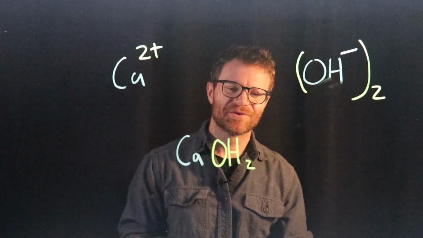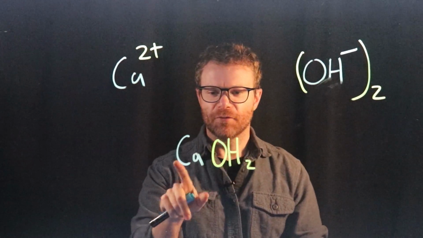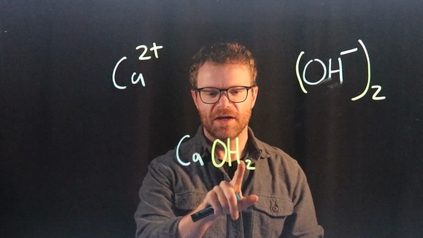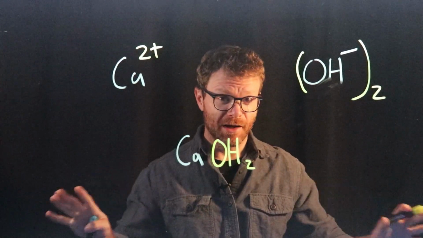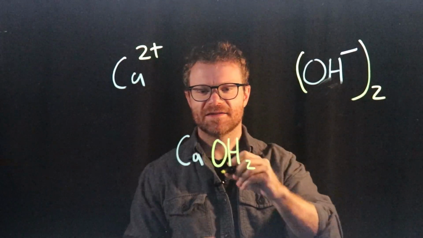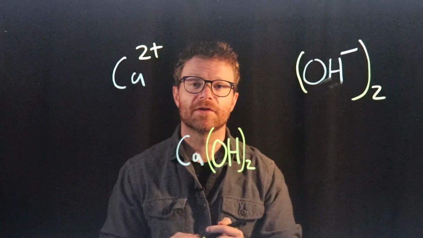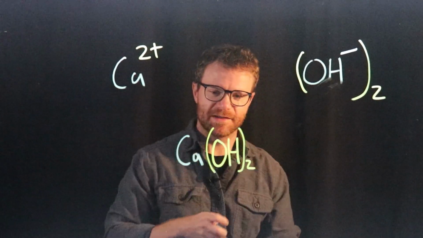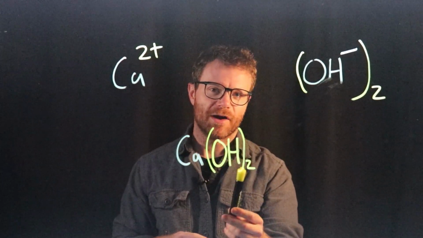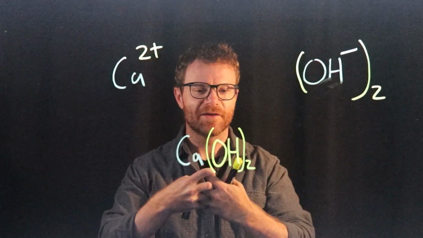Oops, I screwed up. Again, I'm not telling you that I have 2 hydroxides. I'm telling you that I have 1 calcium, 1 oxygen, and 2 hydrogens. That's not correct. That's not what we have. We have 2 hydroxides. So we have to put the whole thing in parentheses, hydroxide, and put the little 2 after it, telling us calcium hydroxide. 1 calcium and 2 hydroxides bonded together.